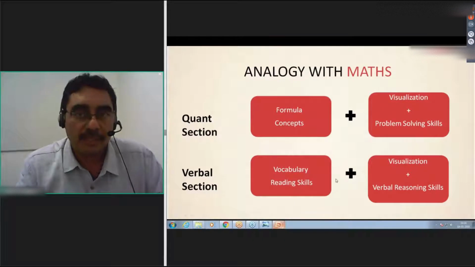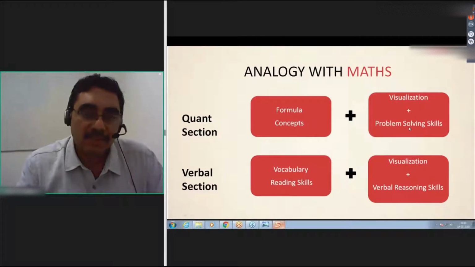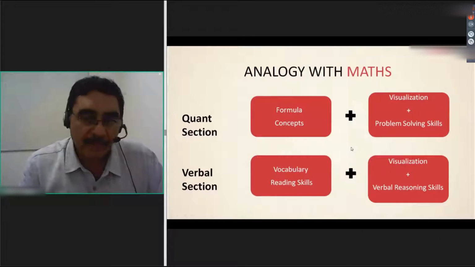So let us now understand. Now I think the analogy with maths is clear. So let us now see practically what I am talking about.